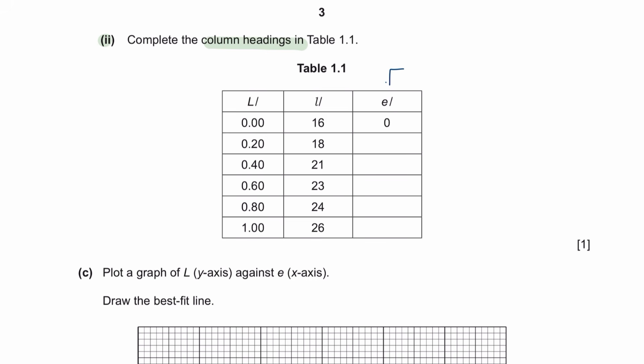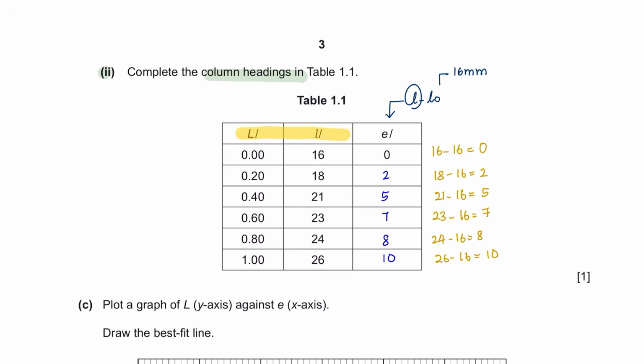To get the value of E, we can use the formula L minus L0. The value of L is already given in this column of the table, and we know that L0 is 16 millimeters. We can now proceed to complete the column headings.